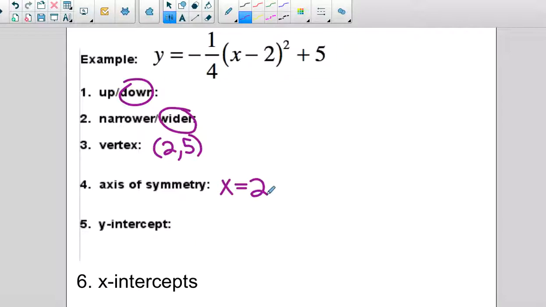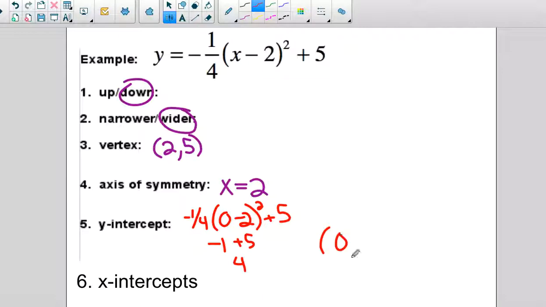The y-intercept, you have to do a little bit of work for. We're going to have to set x equal to 0. It's not 5. That's not true at all. You set x equal to 0, and you get negative 1/4 times (0 minus 2) squared plus 5. 0 minus 2 squared is negative 2 squared, which is 4. So this whole thing is going to end up being 4 times negative 1/4, which is negative 1, plus 5, which is 4. So the y-intercept is (0, 4).